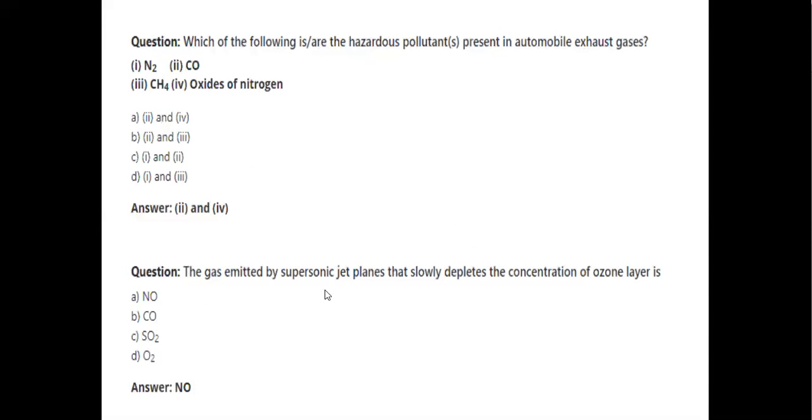The gas emitted by supersonic jet planes that slowly depletes the concentration of the ozone layer is nitrous oxide, carbon monoxide, SO2 or O2. And your answer is option A, nitrous oxide, NO, which is emitted by supersonic jet planes and slowly depletes the concentration of the ozone layer in the atmosphere.